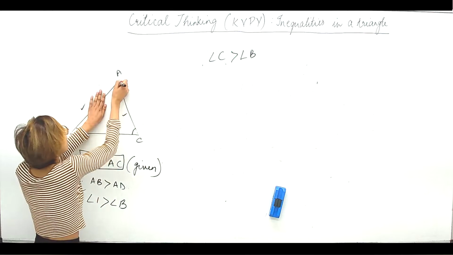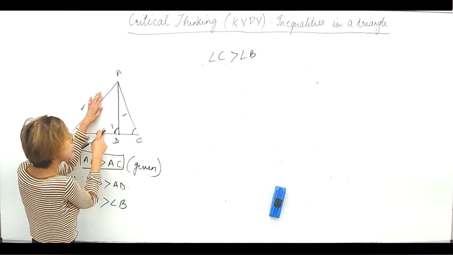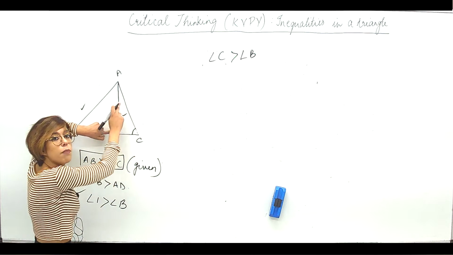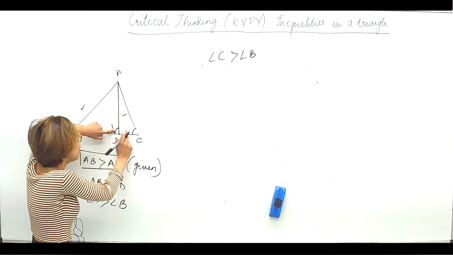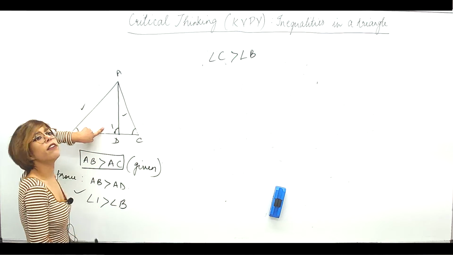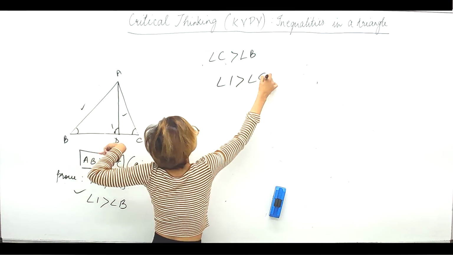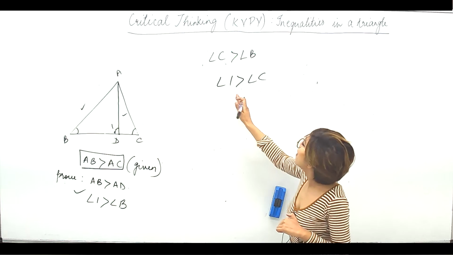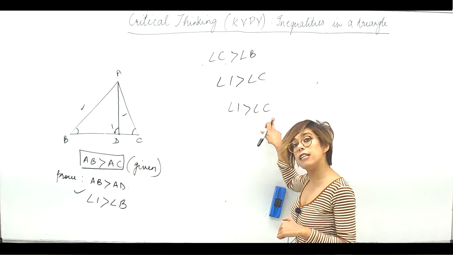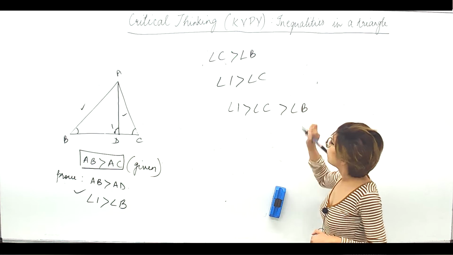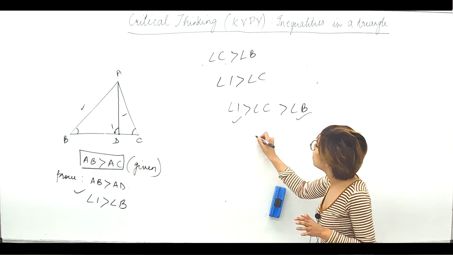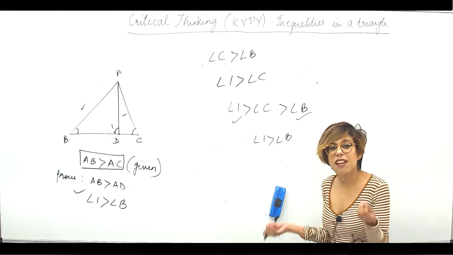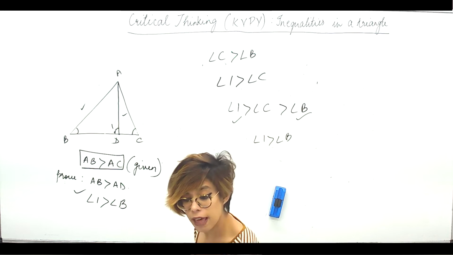Oh, wait a second. In triangle ABC, angle 1 is the exterior angle, and I know that the exterior angle is equal to the sum of the interior opposite angles. So definitely angle 1 will be greater than this. Angle 1 is greater than angle C. Now tell me, angle 1 is greater than angle C, and I know that angle C is greater than angle B. Can I say that angle 1 is greater than angle B? That is what we had to prove. Hence proved. Just write down what you have to prove. That's it. Your answer will be there.